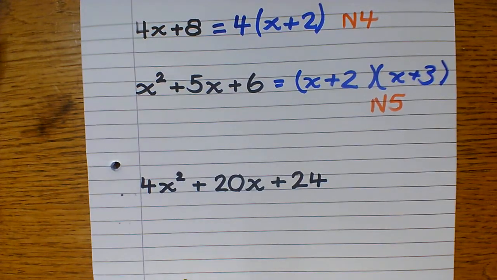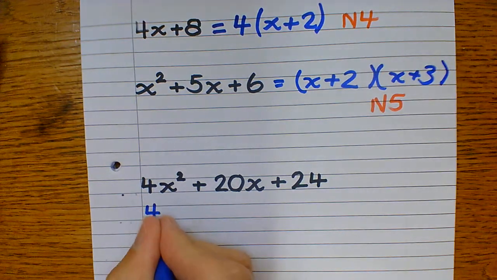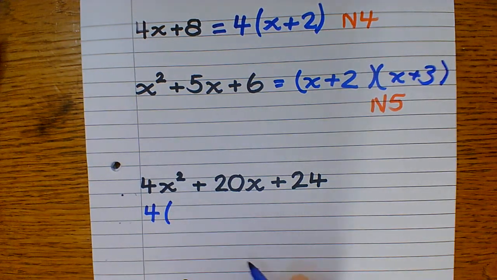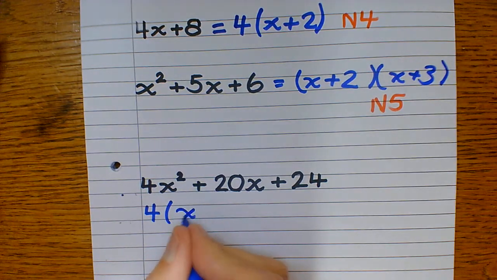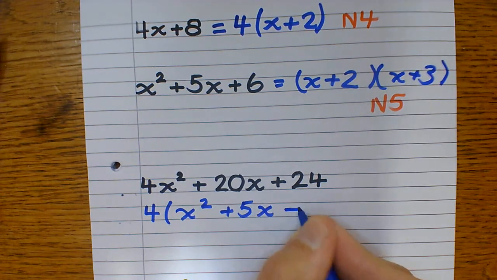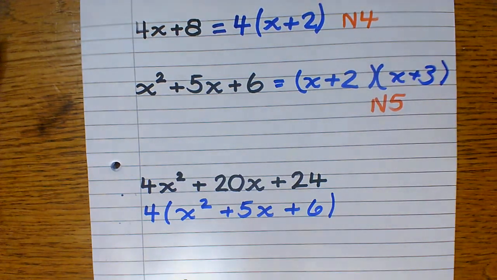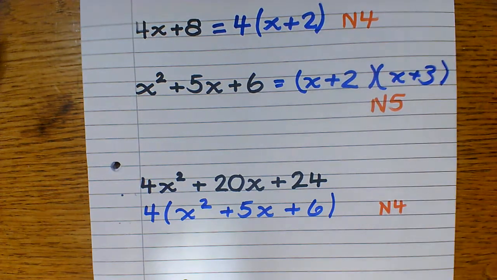So this example here, if we have a look at it, 4, 20 and 24, they're all in the 4 times table. So we can take out a common factor of 4. So 4 into x squared plus 5x plus 6. So that's, if you like, us done the National 4 bit, taking out the common factor.